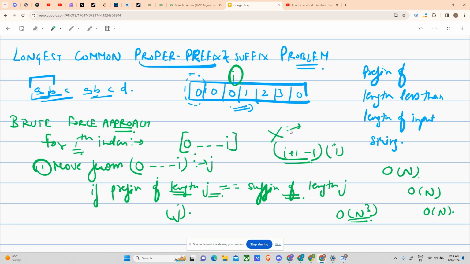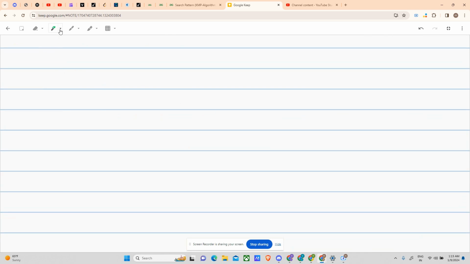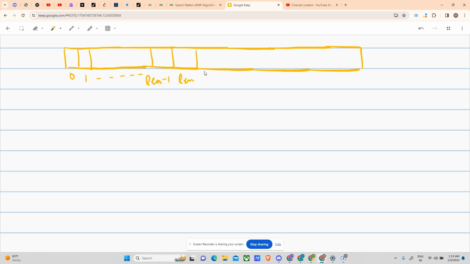How can we then find the pre-processing array? This is my pre-processing array. How can we find it in less time complexity? For that, suppose this is your string, and you have to find the pre-processed array for it. Represent it as an array. This is your zeroth index, this is your first index, moving up, this is your len minus 1 index. I will tell you what len is here. Just stay with me for some time.